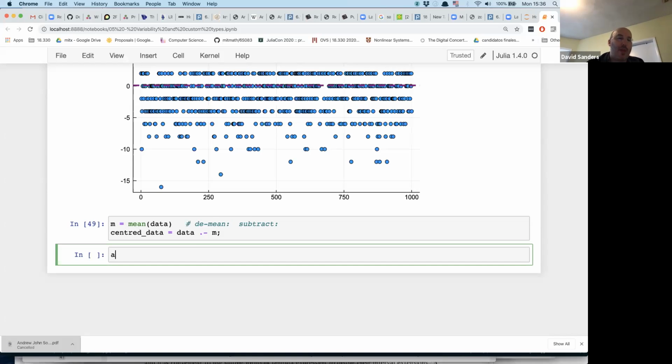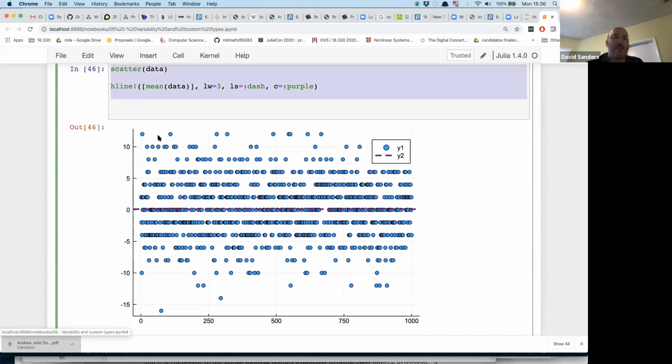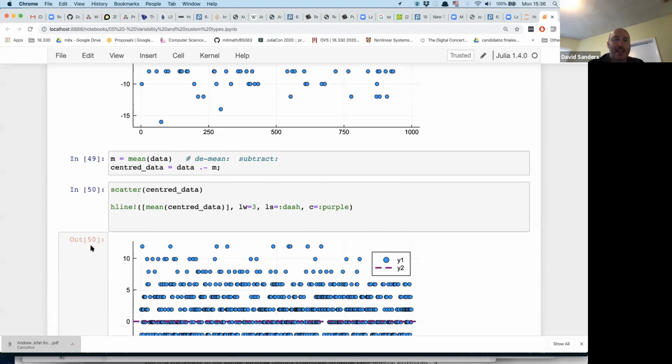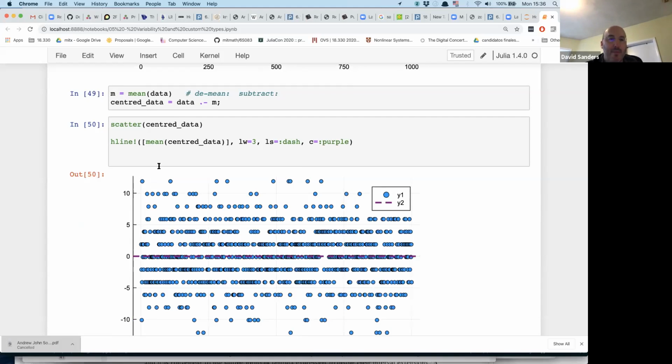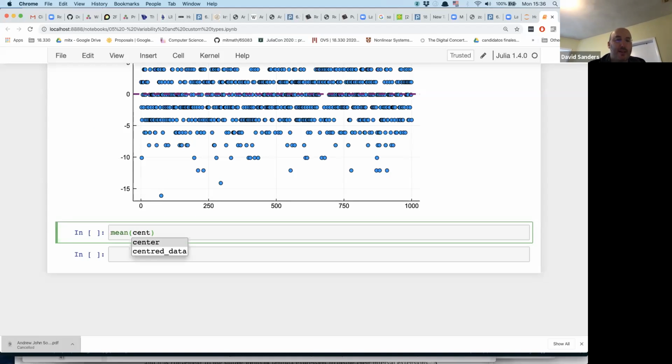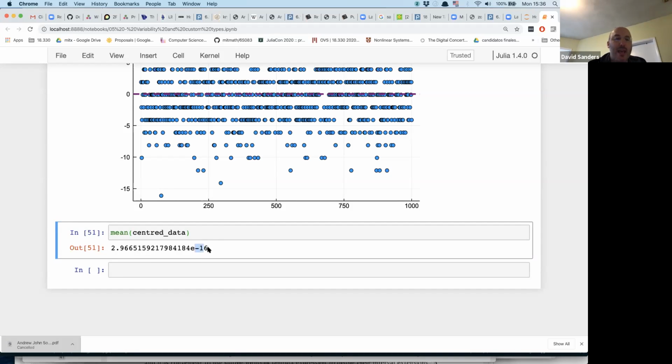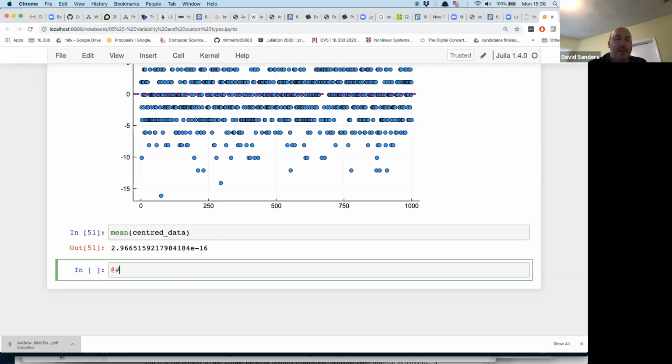And now we're going to plot that. We can take this same graph and plot the scatter of centered data, and the mean of centered data. And of course, the mean of the centered data should now be exactly 0. So if we just calculate the mean of centered data, we should get exactly 0. Yeah, so it's 0, within floating point error. This e minus 16 means 10 to the minus 16.